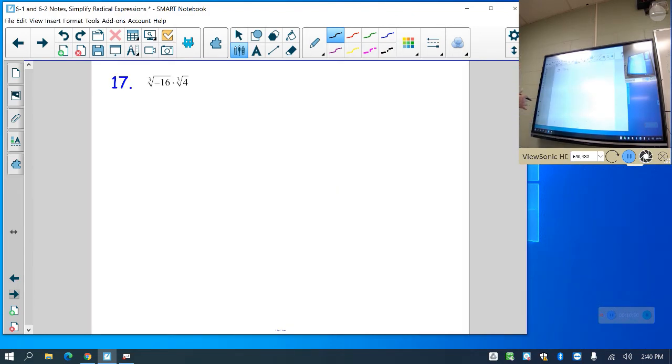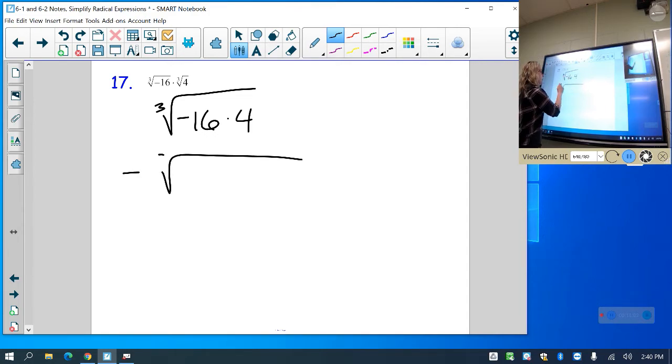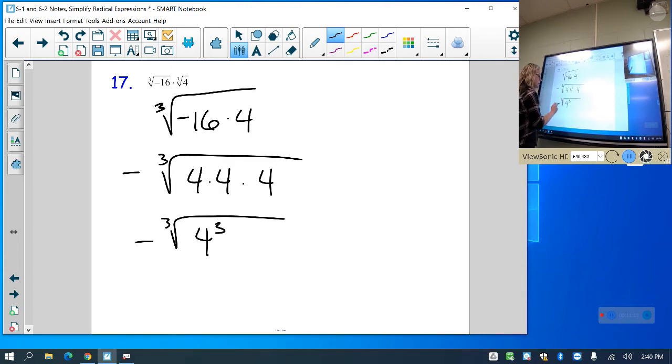Same thing here. We're going to go ahead and combine the two underneath the radical. So I have the cube root of negative 16 times 4. Remember, if we have a cube root of a negative, we can do that. We just have to put it out in front. So break down your 16 into 4 times 4, and then we have times 4, which is the cube root of 4 cubed. Cube root is the opposite of cube, so we can cancel. We're left with negative 4.